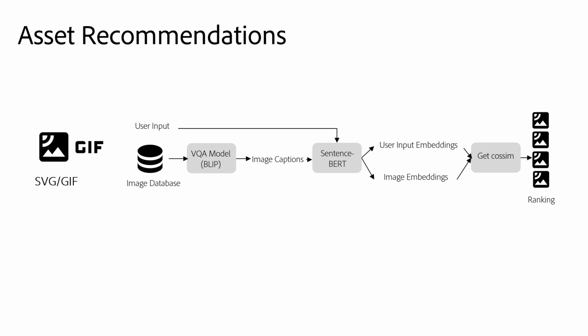For graphics, we pre-label a database with captions using a visual question-answering model, then use sentence transformers to obtain embeddings for both the user input and the image captions. The embeddings are compared via cosine similarity, and we rank their similarities to obtain the most relevant images to the text. Animated graphics like GIFs are processed similarly using the first frame of the GIF.